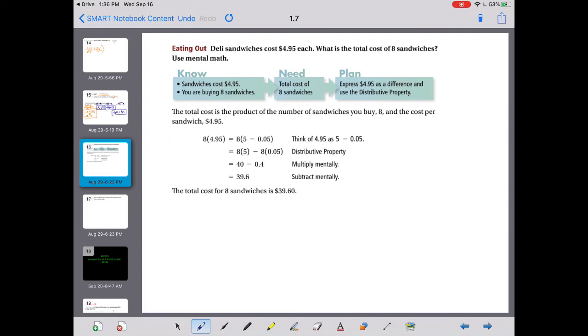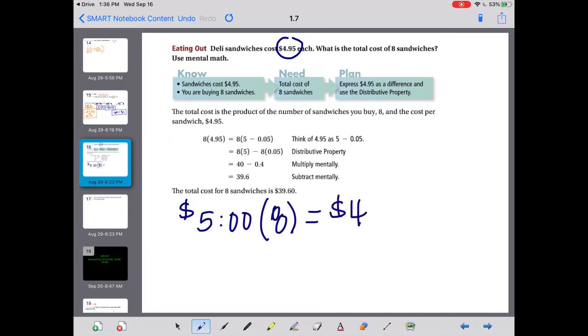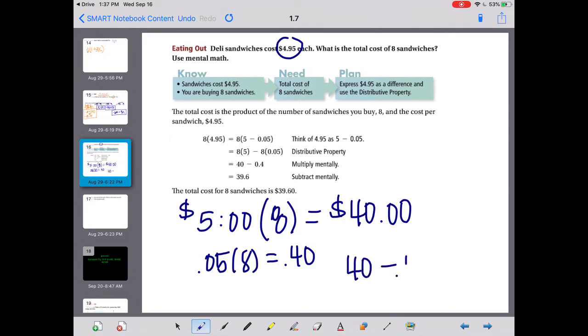What they're describing here is that I would round up to make it a nice even number. $4.95 is awfully close to $5. So we're going to say $5 times 8 sandwiches is going to cost me $40. But how much extra did I pay by rounding that up? Well, I rounded it up by 5 cents times 8, which gives me 40 cents. And now I need to take those away because I'm not actually going to pay that extra. So $40 minus 40 cents gives me $39.60 for 8 sandwiches.